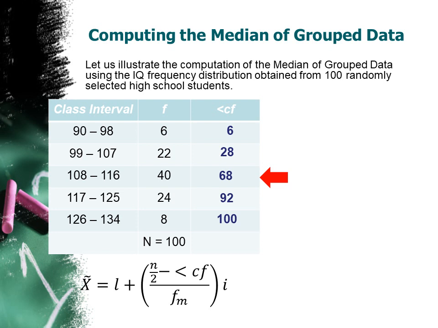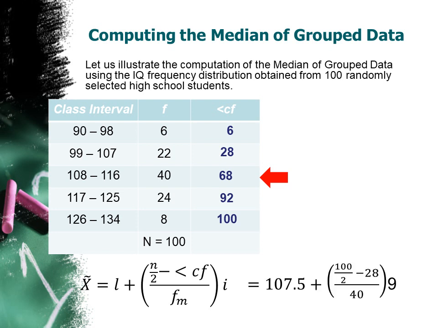Minus the cumulative frequency. So, here you look at the cumulative frequency above the median class. So, that's 28, divided by the frequency of the median class. That's 40, the frequency of our median class, times i. So, you can count how many there are per interval. So, you have 90 to 98. Or you can subtract from 90 to 99. We have 9, right? So, for every interval, the class size is 9.